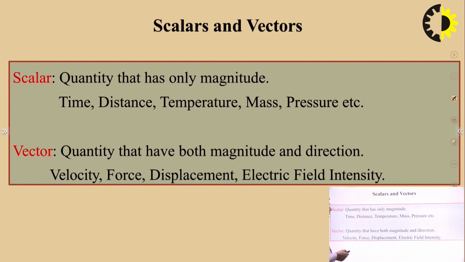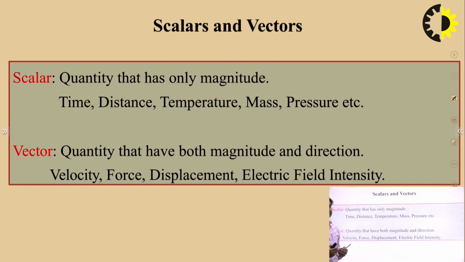The first thing I have to start with is: what is a scalar and what is a vector? A scalar quantity is a quantity having only magnitude, like time. For example, the time right now is 12:34. We can say no direction is involved here. So 12:34 is a scalar quantity, and distance is also a scalar quantity, and temperature, mass and pressure are also scalar quantities, because they are not defined by direction.